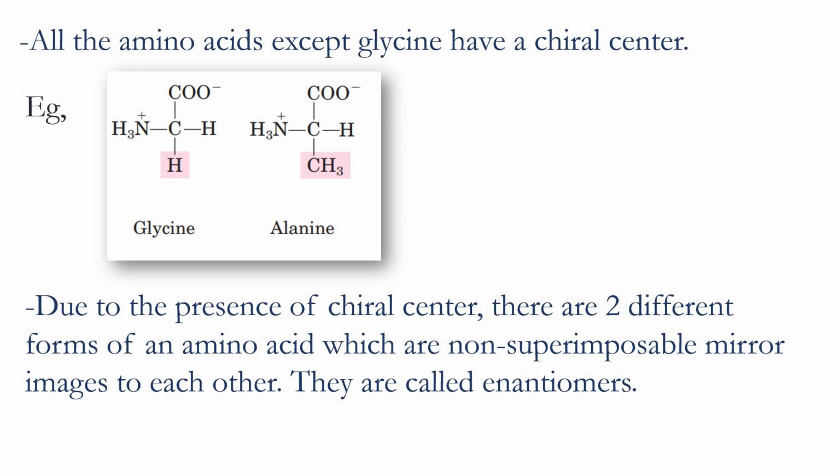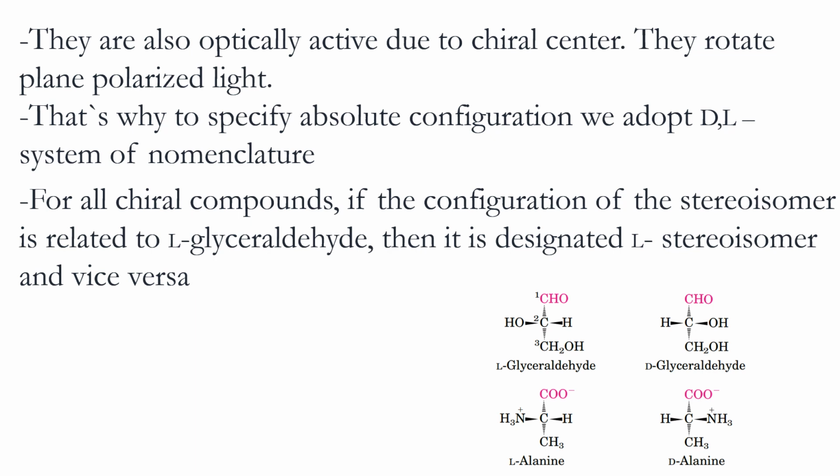Due to the presence of a chiral center, there are two different forms of an amino acid which are non-superimposable mirror images of each other. They are called enantiomers. These amino acids are also optically active due to the chiral center, that is, they rotate plane polarized light. That's why, to specify absolute configuration, we adopt the D and L system of nomenclature. This system is also used to specify the absolute configuration of simple sugars. You should remember this: for all chiral compounds, if the configuration of a stereoisomer is related to L-glyceraldehyde, then it's designated as the L stereoisomer, and if the configuration is related to D-glyceraldehyde, then it's designated as the D stereoisomer.